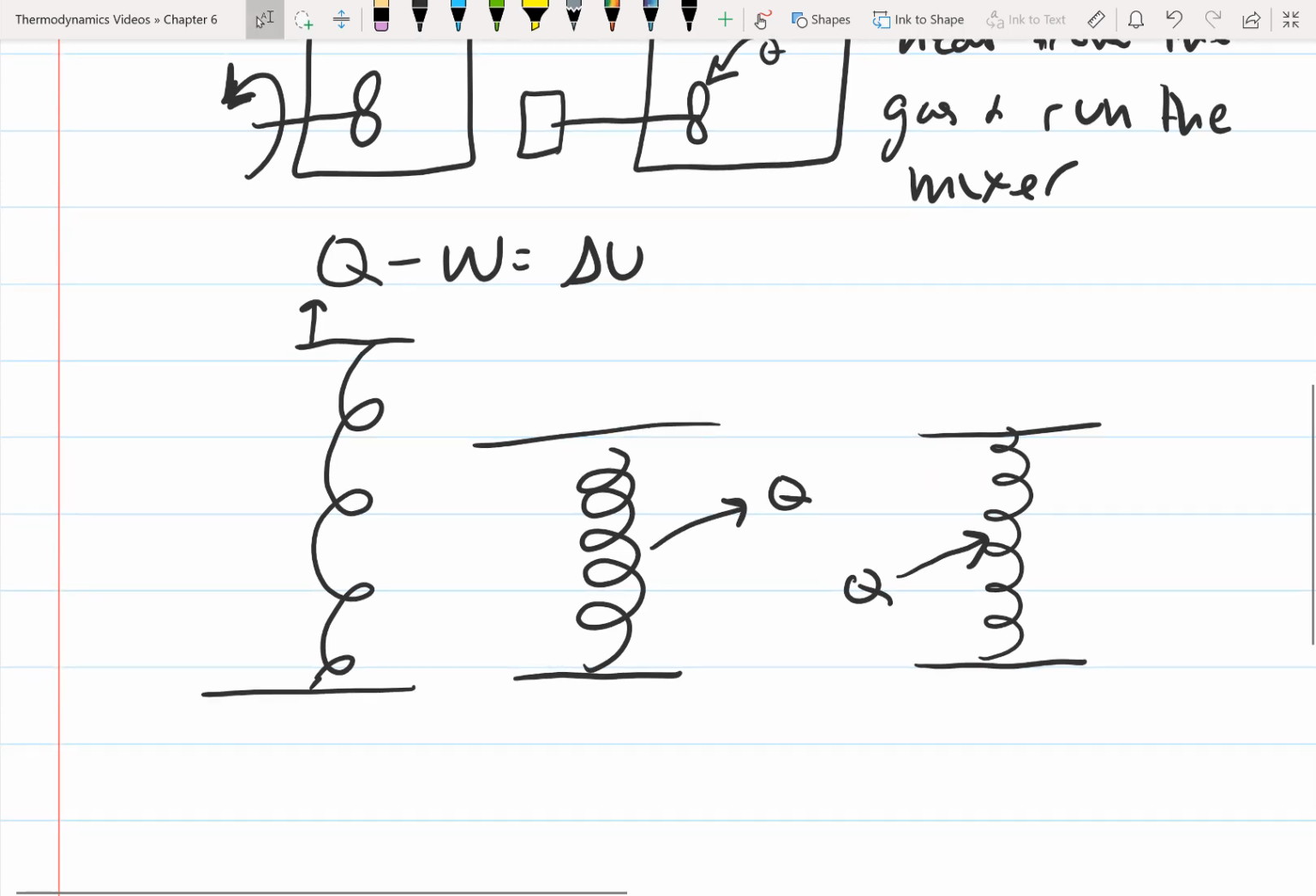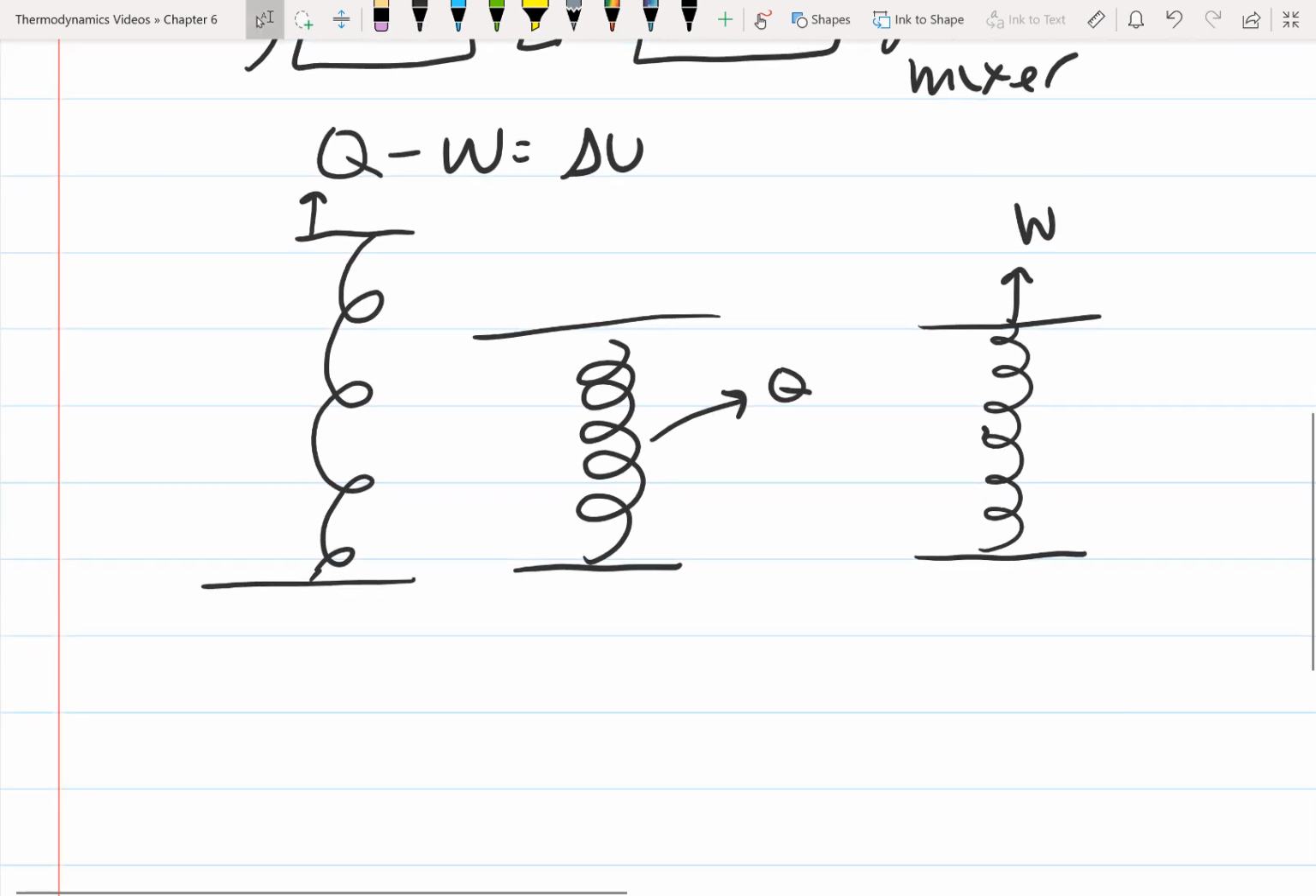Well, we know that we can't take this heat and use it to re-stretch the spring. We need some kind of work input to re-stretch the spring. So we can't take that heat and use it to re-stretch the spring. Basically, the heat is still going to be in the atmosphere somewhere, and it's just kind of lost.